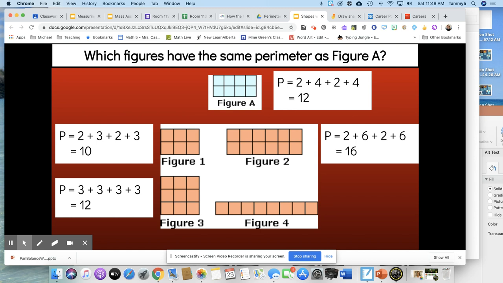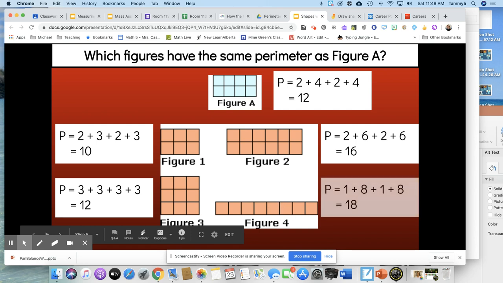Should we stop here? No, we should still figure out if there's another figure that has the same perimeter. Figure 4, I don't want you to get confused on. You need to see that this width is 1 unit. So this is going to be a width of 1 and a length of 1, 2, 3, 4, 5, 6, 7, 8. So the perimeter is 1 plus 8 plus 1 plus 8, which is equal to 18 units. So figure 4 does not have the same perimeter as figure A. We would just check mark or circle figure 3 as being the right answer.